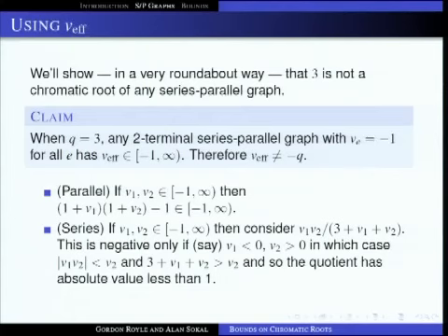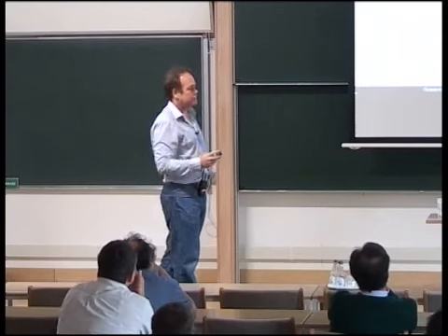Well, let's do an example. This is not of relevance, this is just a very simple example to get the idea. I'll show that 3 is not a chromatic root of any series parallel graph. Okay? And I'm claiming this, that when Q is 3, then V effective is always in the region -1 to infinity. Well, that doesn't contain -3, so 3 cannot be a root of any series parallel graph.